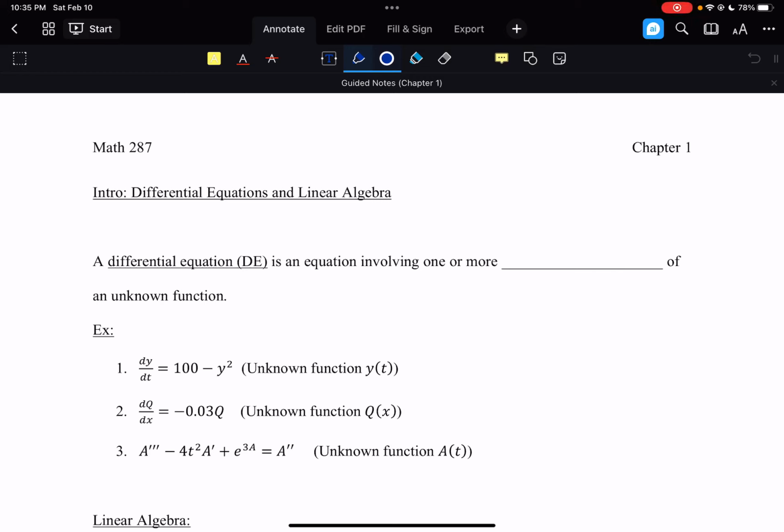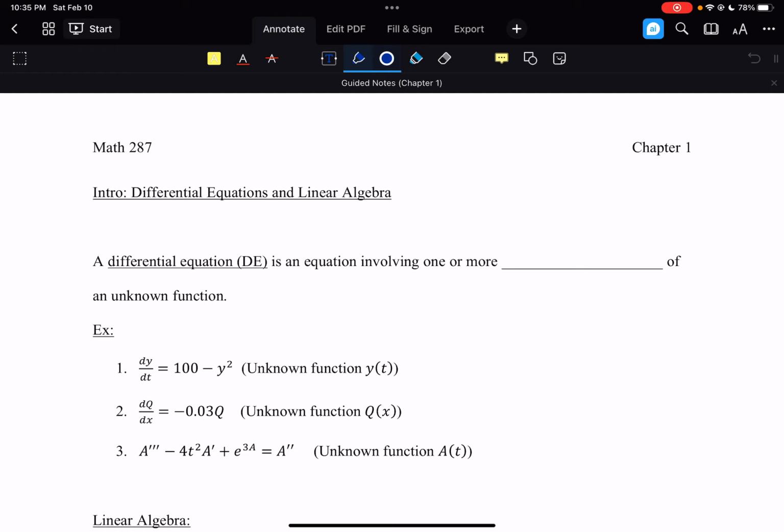Welcome to Differential Equations and Linear Algebra. Before we get started in section 1.1, we're going to look just very briefly at an introduction to these two topics that we're going to be spending the semester studying.